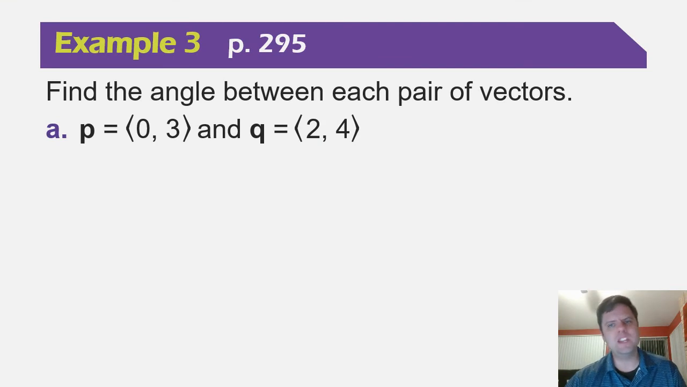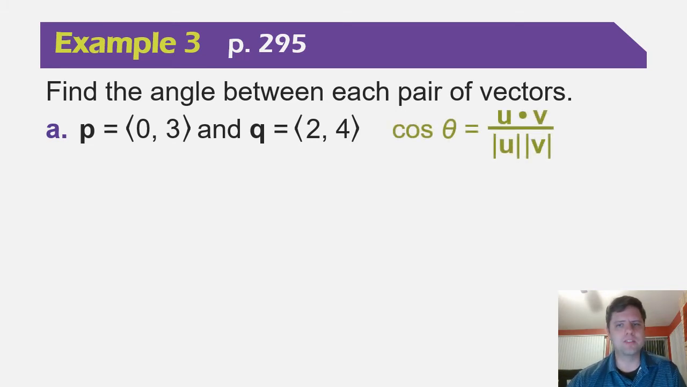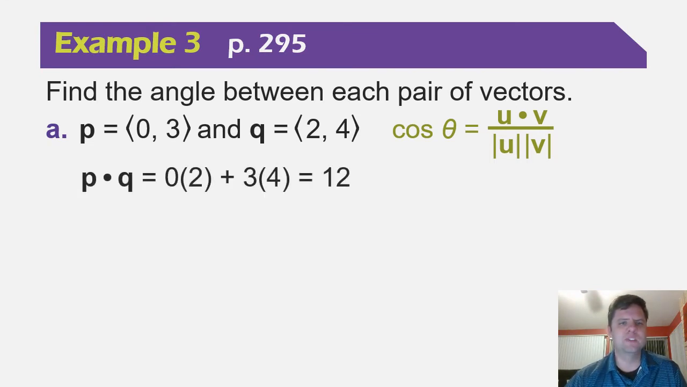So, find the angle between each pair of vectors. We're going to do an example of this. So P is (0, 3) and Q is (2, 4). So remember, cosine theta equals U dot V over the magnitude of U times the magnitude of V. All right, so P dot Q here. We take the x's and multiply those together, 0 times 2, and then add that to the y's multiplied together, 3 times 4, and we get an answer of 12.